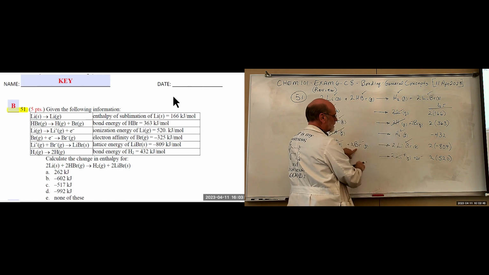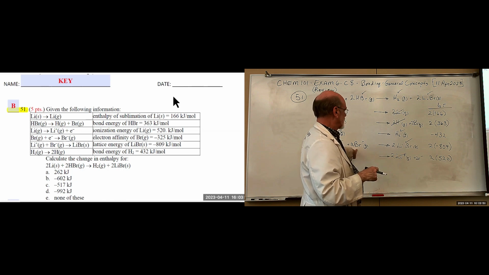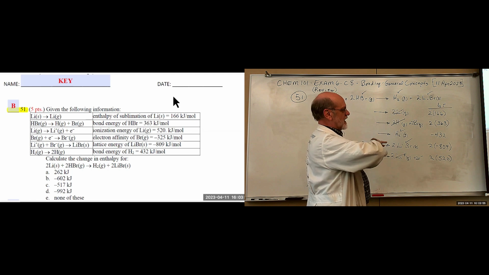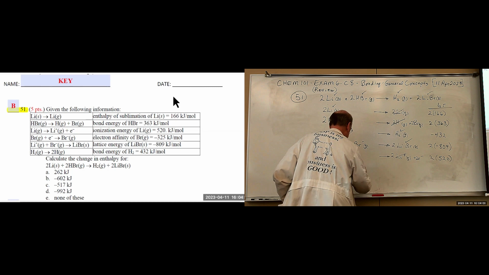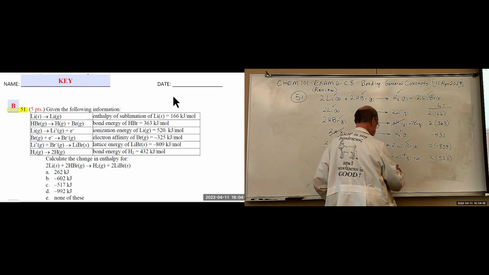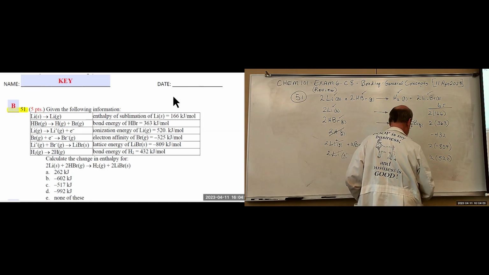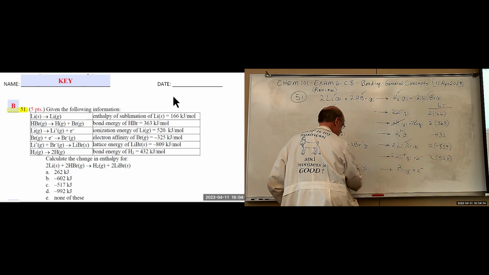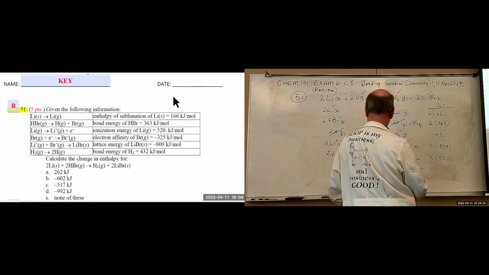We need bromine. There it is, electron affinity. Only bromine's on the wrong side. We need to flip it back to this side. So we need bromine gas yields bromine atom plus an electron. But we need 2 of them, right? So we need 2 here, 2 here, 2 here. Is that right?